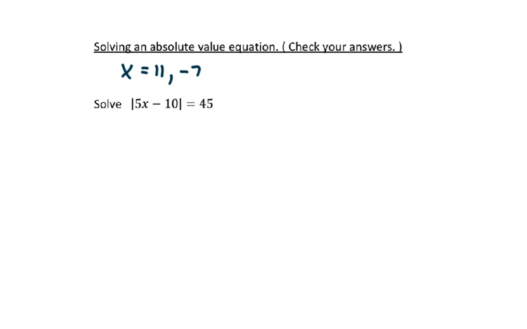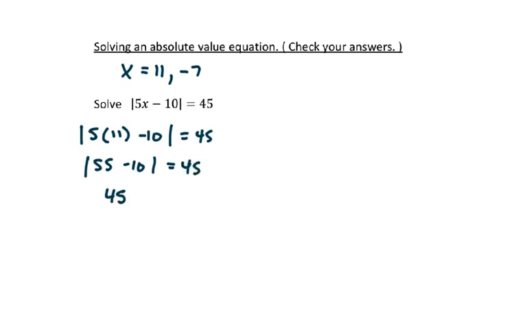So 5 times 11 minus 10 in absolute value brackets equals 45. We're going to have 55 minus 10 equals 45. 45 equals 45. And yes, the absolute value of 45 does equal 45.